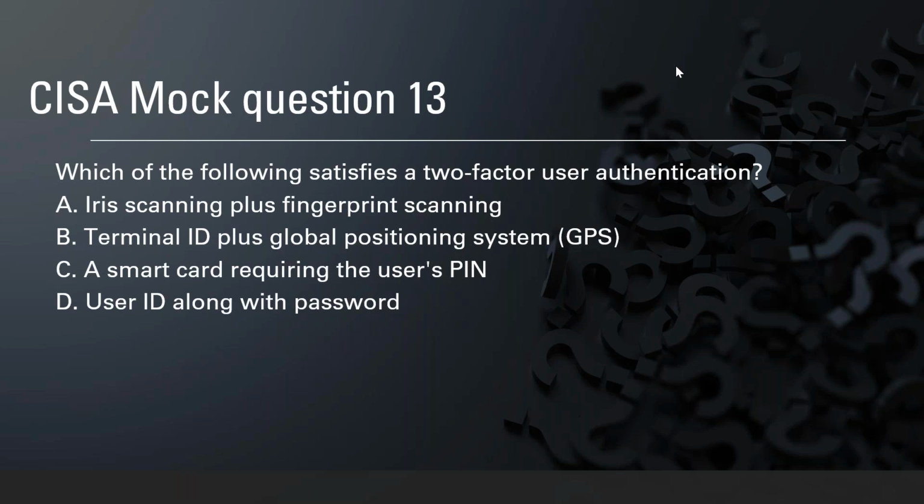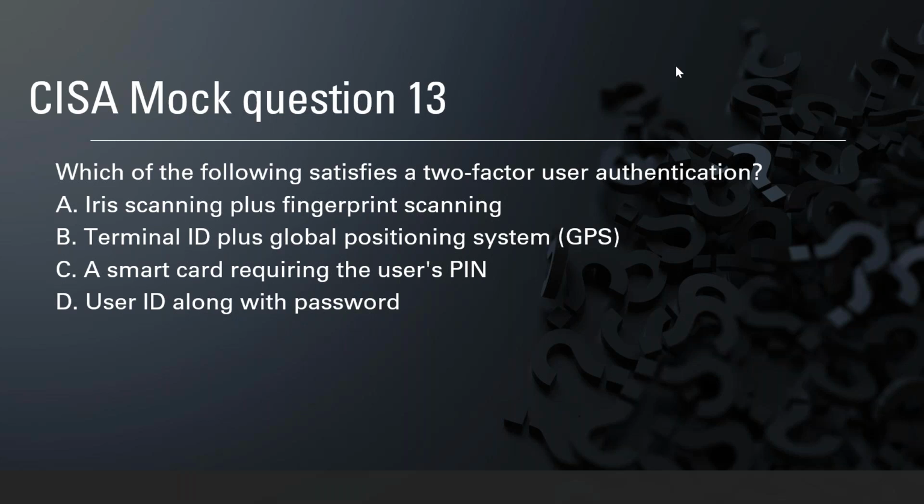So what are the three components of two-factor and three-factor authentication? Yeah, something you know, something you have, and something you are. Something you know can be your PINs and passwords. Something you have is your smart cards. Something you are is your biometrics, your iris scan or anything. So iris and fingerprint are both biometrics, both relating to something you are.